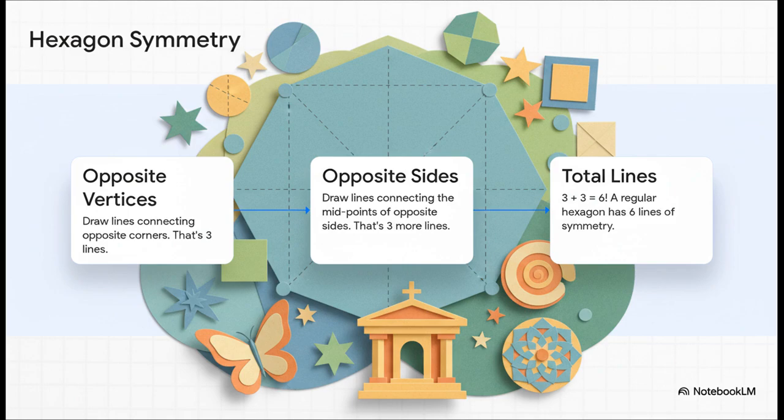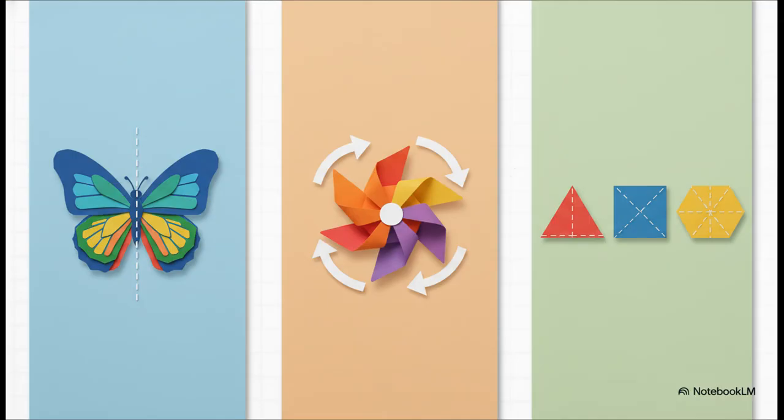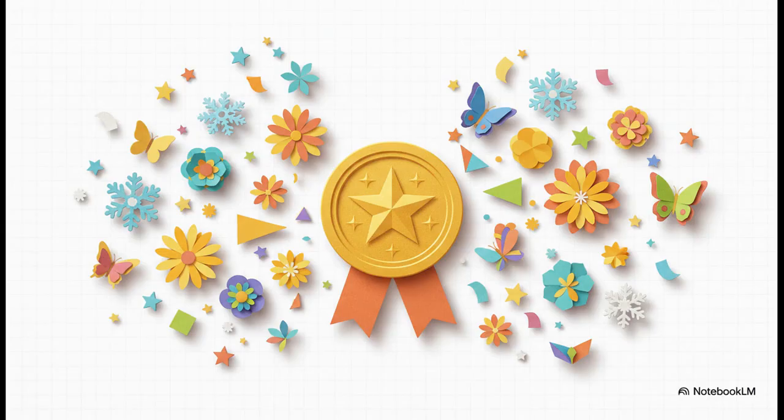Easy peasy. So let's do a super quick revision for your brain to lock this in. Line symmetry is the folding line. Rotational symmetry is the spinning test. The center of rotation is that pin in the middle you spin it around. And here's a superstar shortcut. For regular shapes like an equilateral triangle, square, or hexagon, the number of lines of symmetry is always equal to the number of sides. See? I told you it was easy.